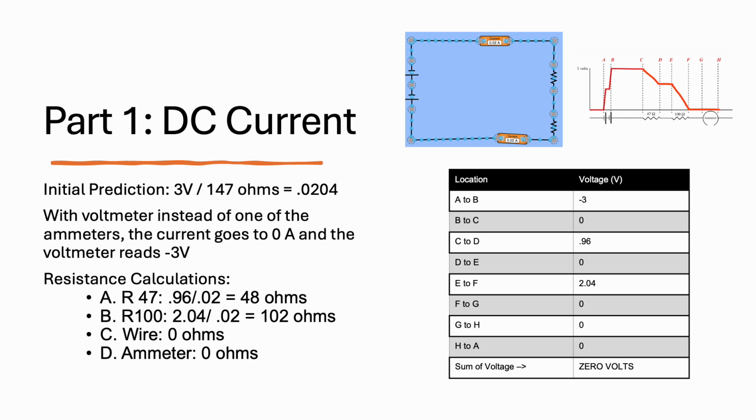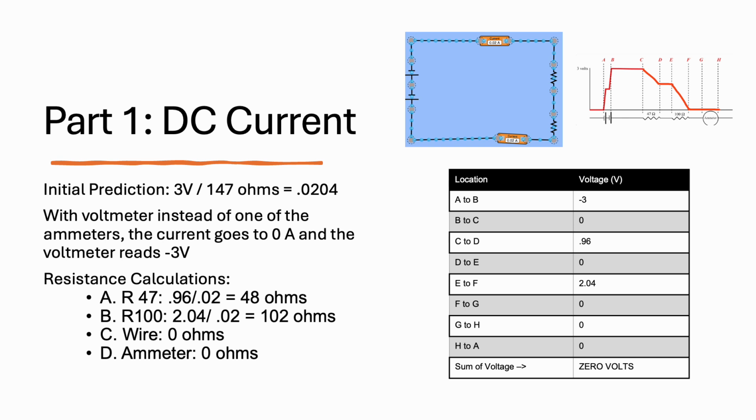So in part 1 we looked at a DC circuit, which you could see a picture of. It had 2 batteries and two ammeters. In some parts it had 1 ammeter, and some parts it had a voltmeter, and 2 resistors. The top resistor is 47 ohms, the bottom is 100 ohms. You could see the graph with the change of potential differences, and this is a table of those as well.